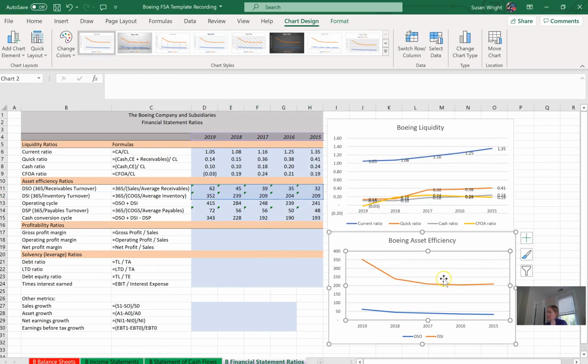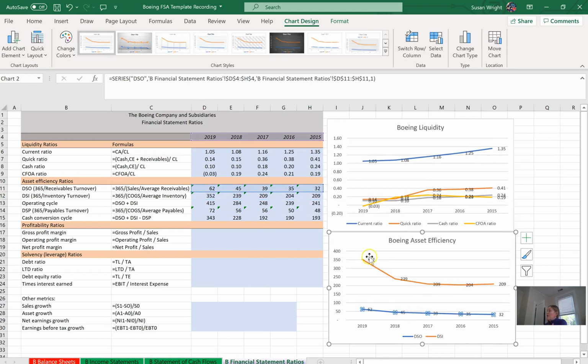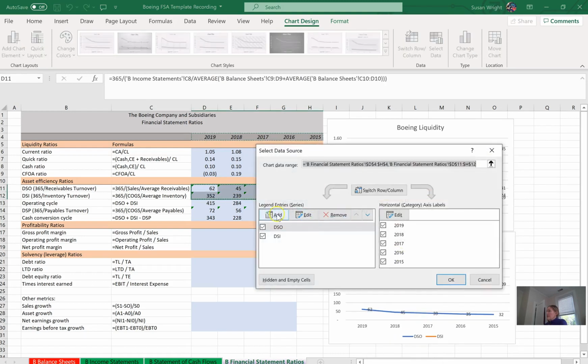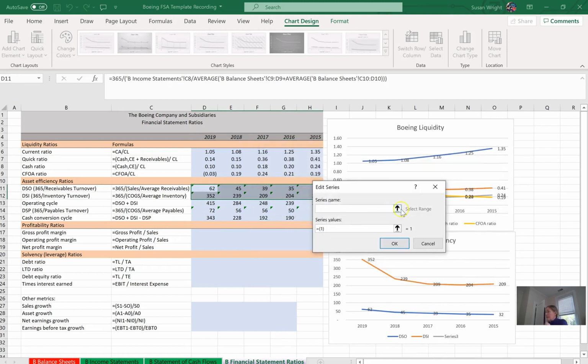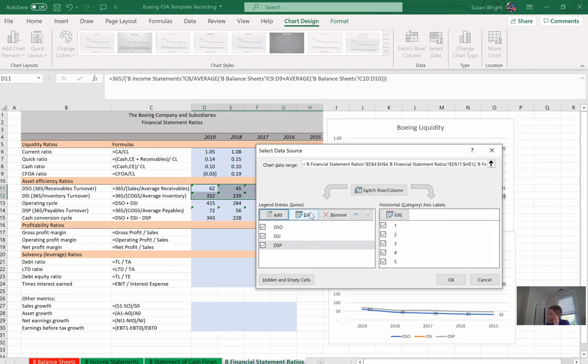Very nice. Okay, let's add some data labels. So I just right click on the line, add data labels. Okay, then if you want to add another series, we can right click on the chart, and then this pops up, add. We're going to do DSP, and we're going to grab that line right there.